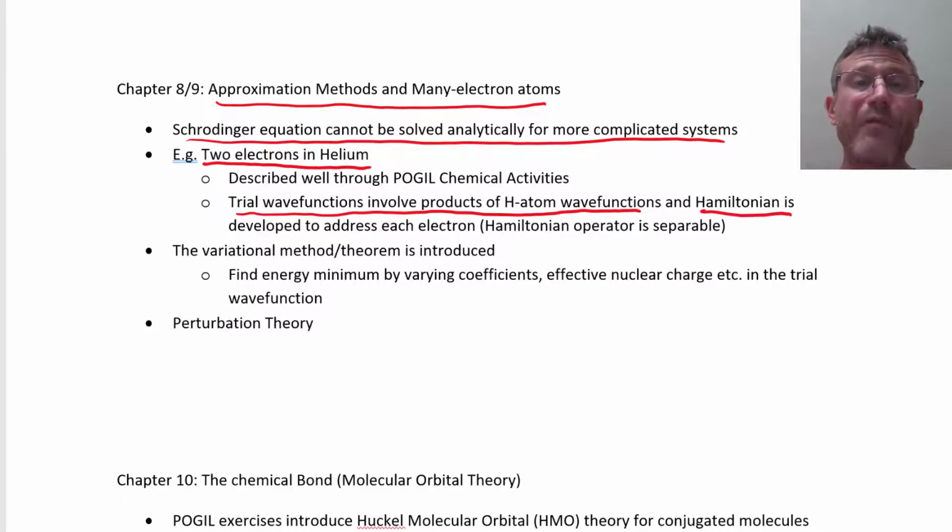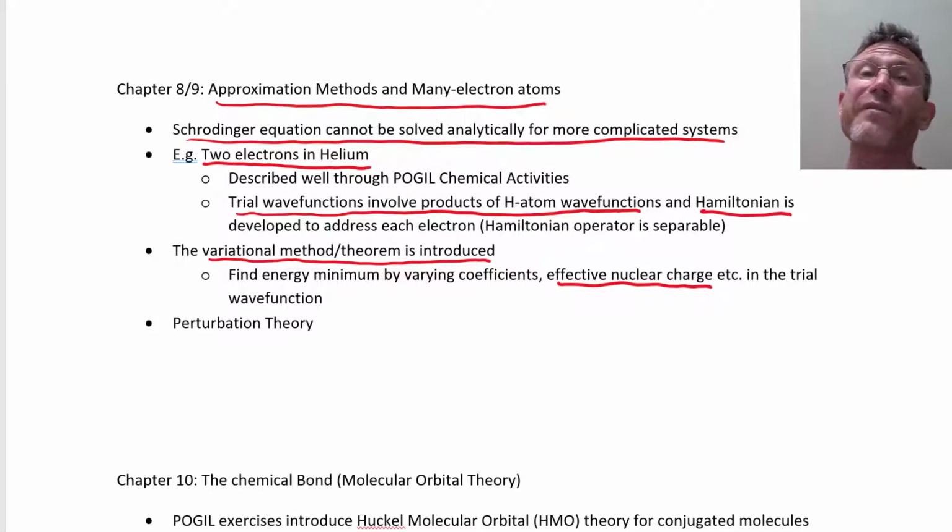It's separable, and therefore we start to use something called the variational method, or the variational theorem, and it turns out that we find an improved trial wave function. What could we change in that trial wave function? We changed capital Z, which was effectively the effective nuclear charge. So in this variational method, you can find an energy minimum because we know we're not going to go any lower than the true energy of the system.